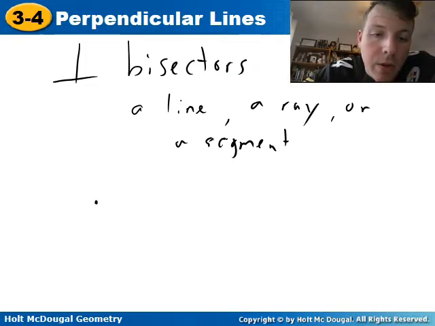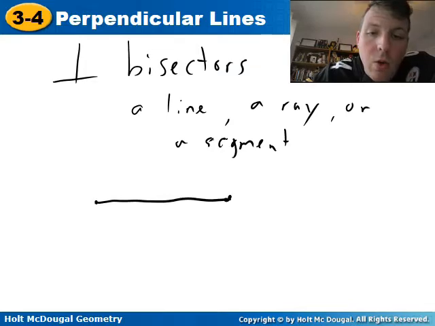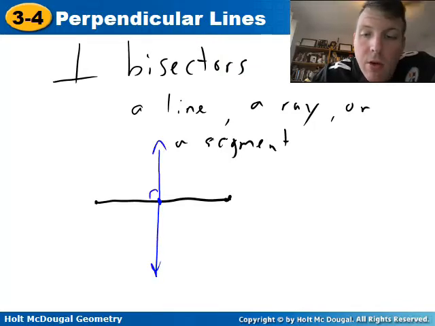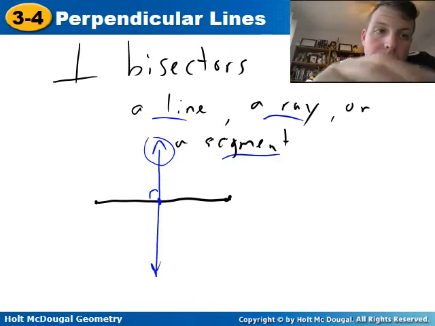So first off, you have to have a segment. In order to bisect it, you have to have the midpoint. So you have to find the middle of the segment, which we've talked about how to do. And then to make it perpendicular, you just draw it straight down so that it forms 90-degree angles. Now the big thing is that this can either be a line, a ray, or a segment.